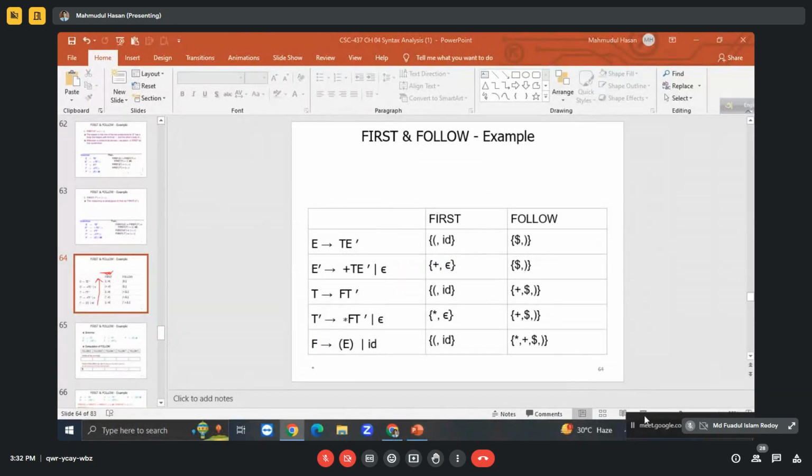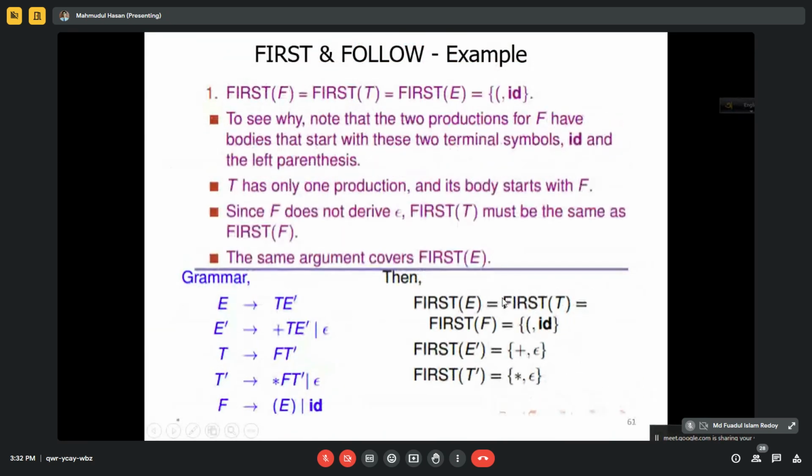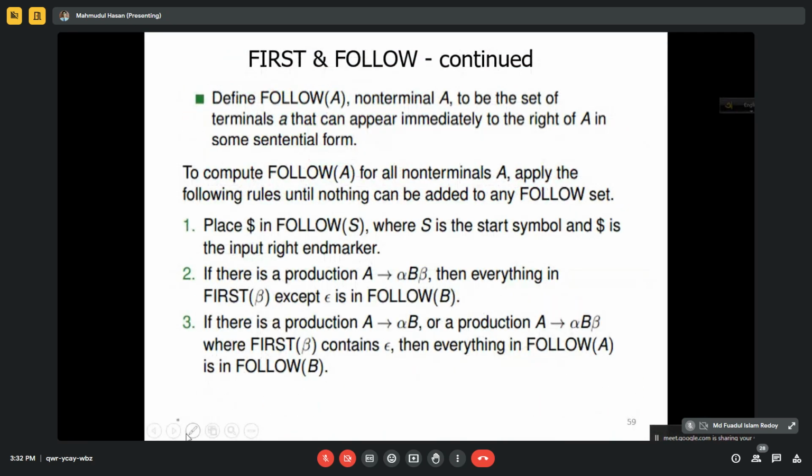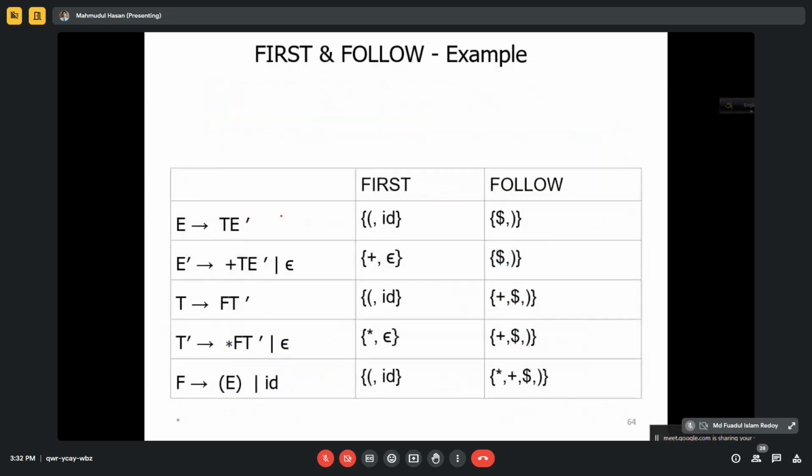Okay, so in the same way, first there are some rules to follow. But I will try to explain those rules with examples. I think that will be easier for you to understand those rules. So here is an example. This is your context free grammar.